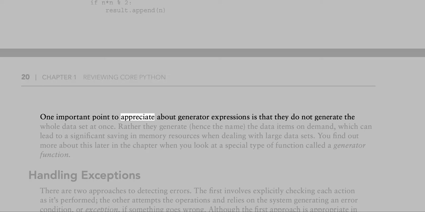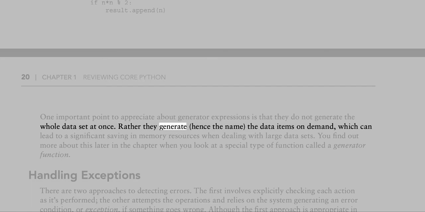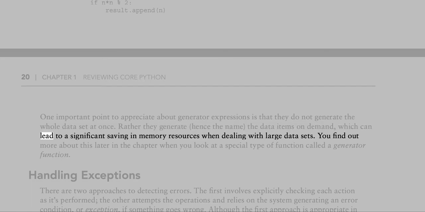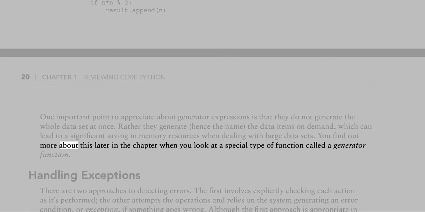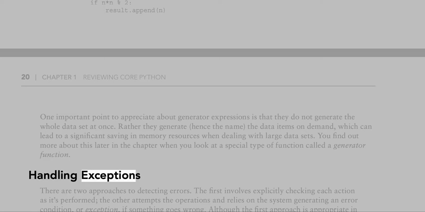One important point to appreciate about generator expressions is that they do not generate the whole dataset at once. Rather they generate, hence the name, the data items on demand, which can lead to a significant saving in memory resources when dealing with large datasets. You find out more about this later in the chapter when you look at a special type of function called a generator function.